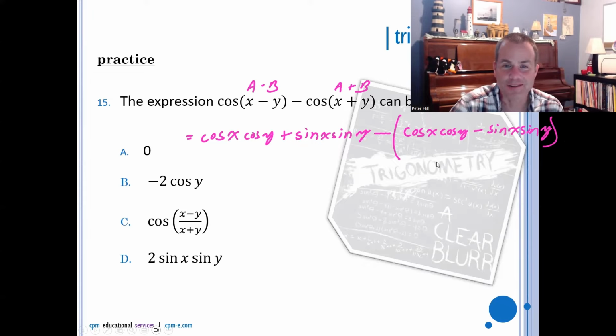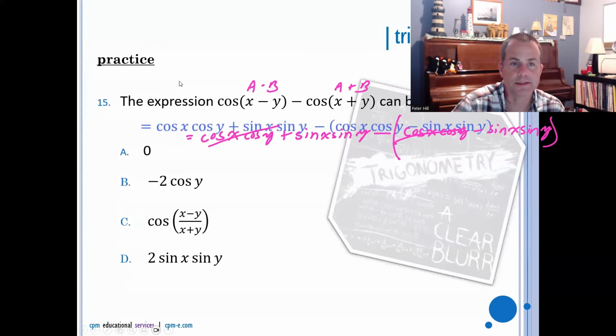Okay, now what am I looking at? I'm looking at cos of x, cos of y, minus cos of x, cos of y. That'll be 0. And then sine of x, sine of y, minus negative sine x, sine of y. That'll be 2 sine x, sine y. So my answer will be D, 2 sine x, sine y.